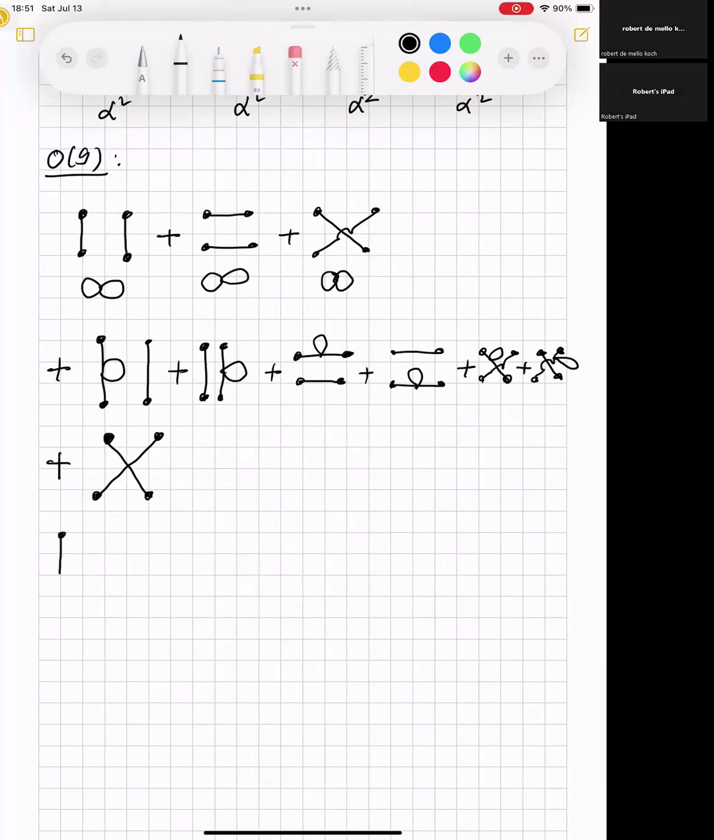So we can take this, we can take this, and we've got that. So how many lines are there? 1, 2, 3, 4. 4 lines. So we'll have 1 over alpha to the 4. We've got one vertex, so we've got minus g times by 24.